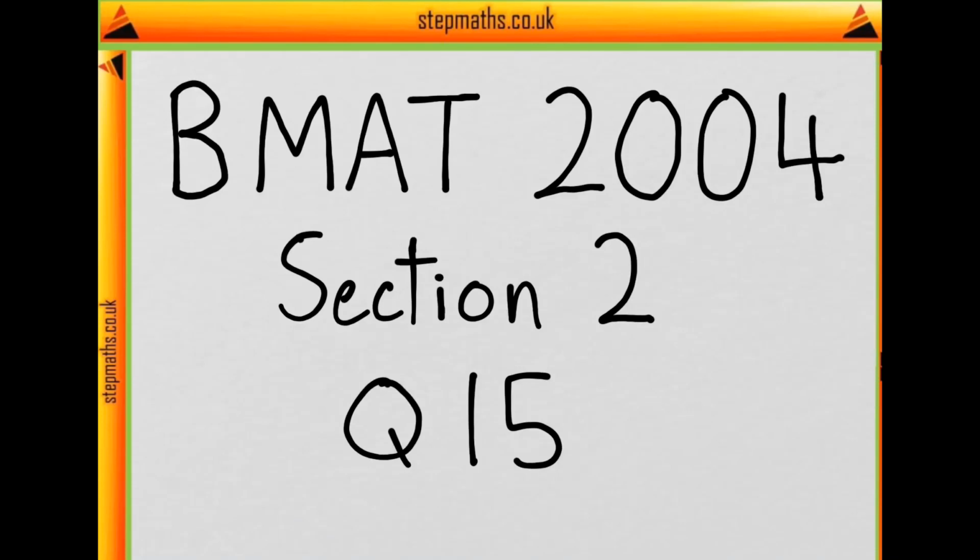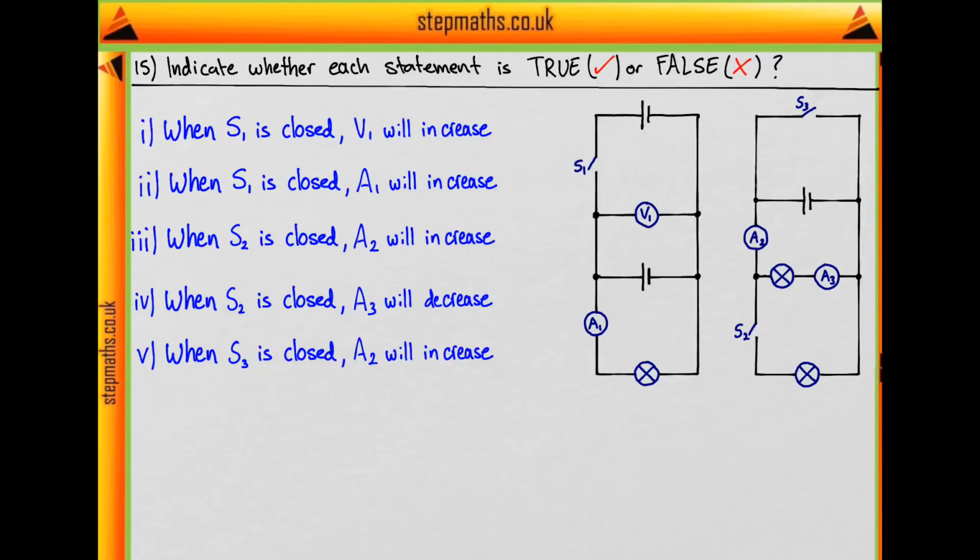Hello, in this video I'll be showing you how to answer the BMAT 2004 Section 2, Question 15. So we have two circuits here, and 5 statements about these two circuits, and we're asked to indicate whether each statement is true or false. Our first two statements talk about when we close the switch S1, so we'll focus on that first.